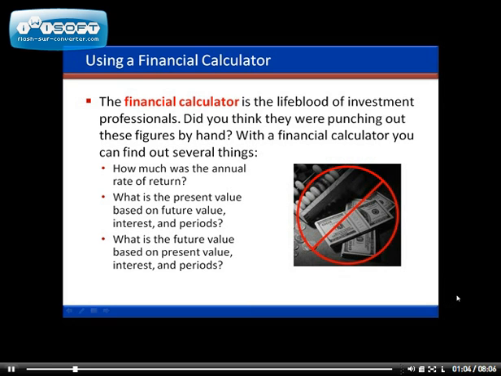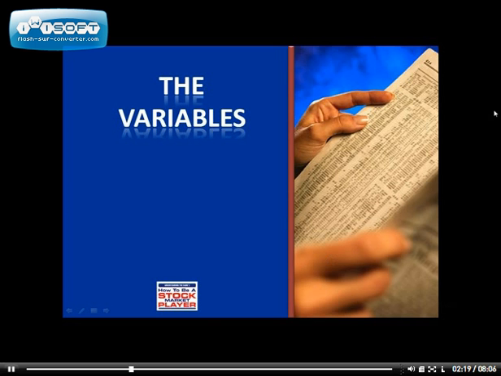And you can use a financial calculator to find out several things. You can find out the annual rate of return based on the future value and present value in periods. You can find out what the present value is based on the future value, interest, and periods. You can find out the future value based on the present value, interest, and periods. And it almost seems like it's algebra coming back to haunt you. So if you weren't very good in algebra, here it is again, because you're finding out unknowns from the knowns.